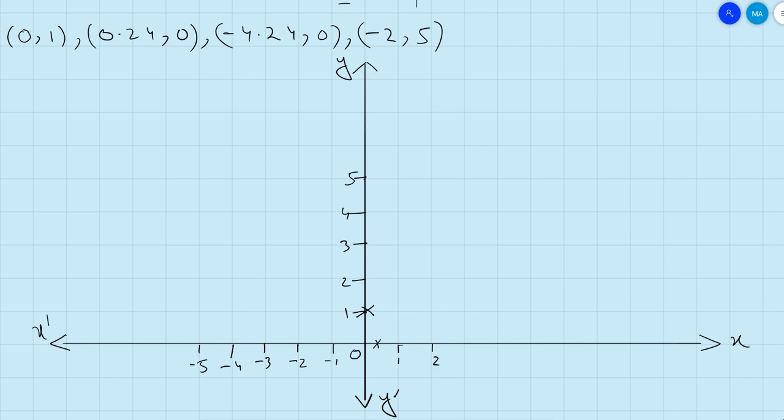The third point is minus 4.24. This is minus 4. Just after minus 4 I can take minus 4.24, because a graph always gives an approximate value, not the exact value. And the last point is minus 2 comma 5. So this is minus 2, this is 5. This is the point. Join all the points.